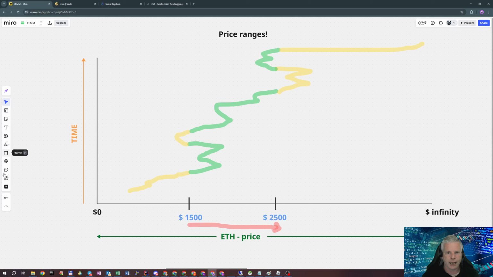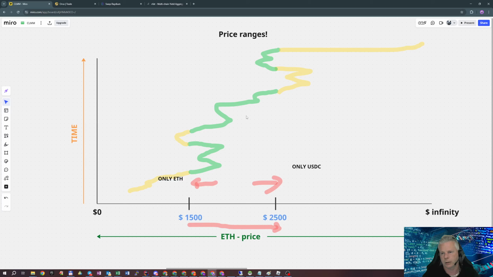And to be fully complete, let me draw this quickly. If we are looking at this and the price goes that way, then we have only ETH, only ETH on this side. And if the price is moving this way, guess what? You only have, let's say, USDC.